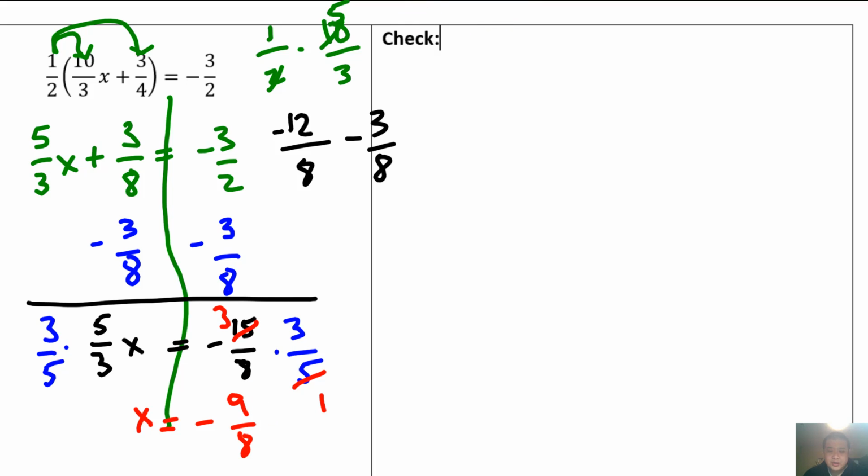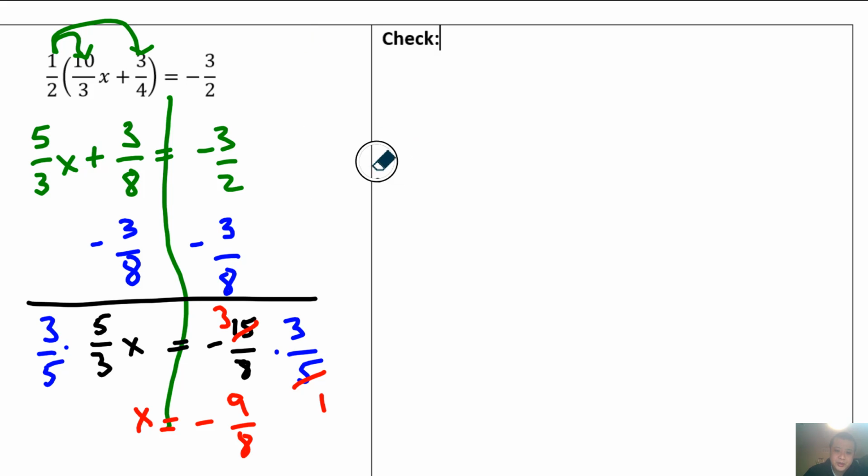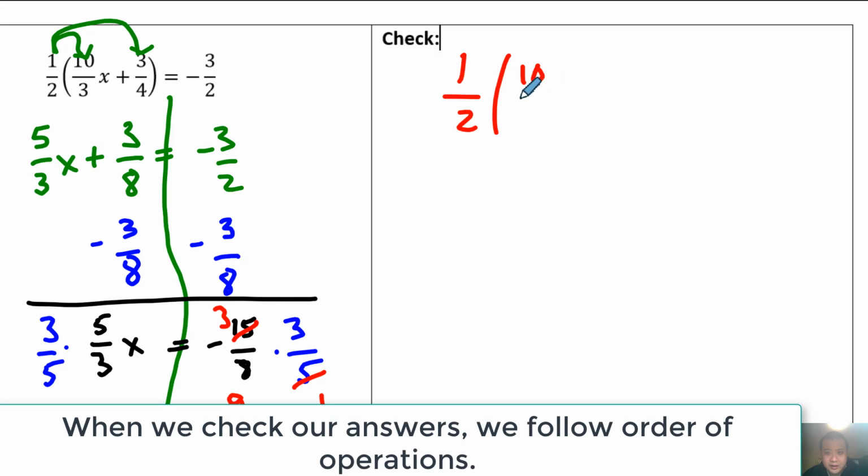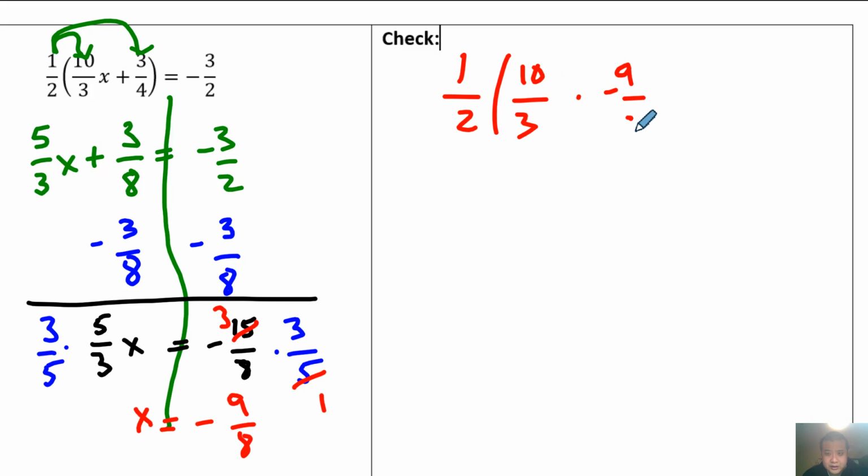Okay, so let's go ahead and check that on the other side. Erase this all. And what we do is we plug in negative 9/8 back into the original equation and solve using order of operations. And so we have 1/2 times 10/3 times negative 9/8 plus 3/4, and hope that gets us negative 3/2.